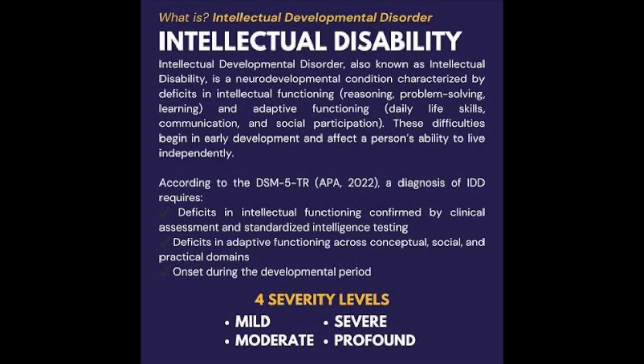So, criterion A explains that in order for an individual to receive a diagnosis of intellectual disability, they must have deficits in intellectual functioning, such as reasoning, problem solving, planning, thinking abstractly, judgment, academic learning, and also learning from experience. These deficits will need to be confirmed by both clinical assessment, which typically involves a medical history as well as some behavioral assessments, and also individualized standardized intelligence testing. Now, the main aspect of criterion A is the focus on intellectual functioning.